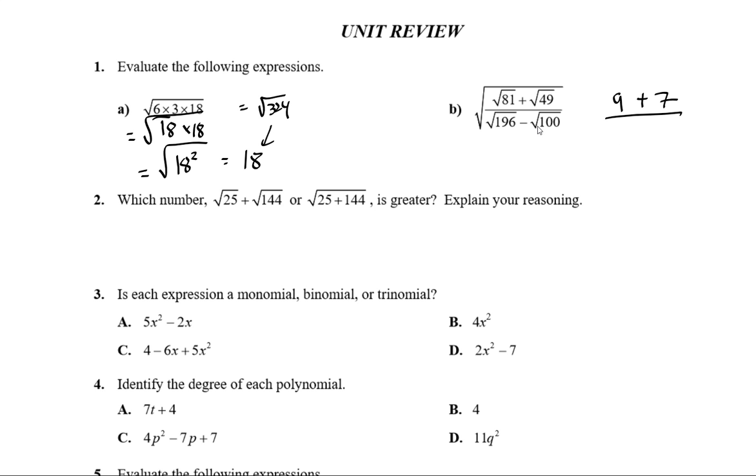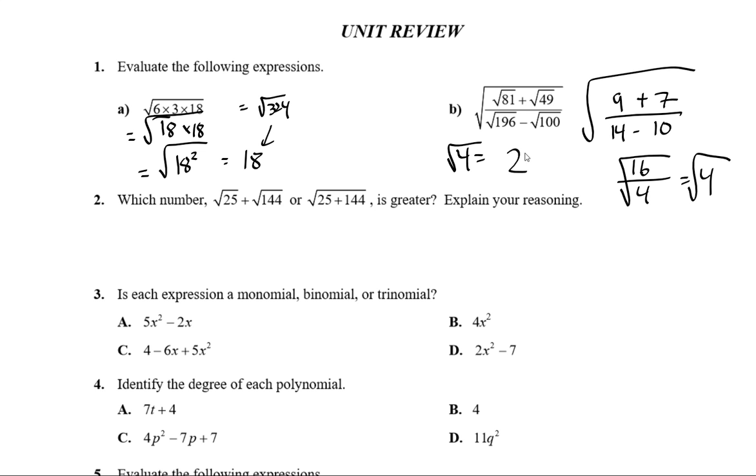And on the bottom, we have 196. The square root of 196 is 14. And the square root of 100 is 10. So we have to take the root of all of this, which means we first need to add up the top. 9 and 7 is 16. On the bottom, 14 minus 10 is 4. 16 over 4 is 4. Remember, we're still taking the root of all this. And the square root of 4 is, well, 2 times 2, so it's 2. So that's our answer there.